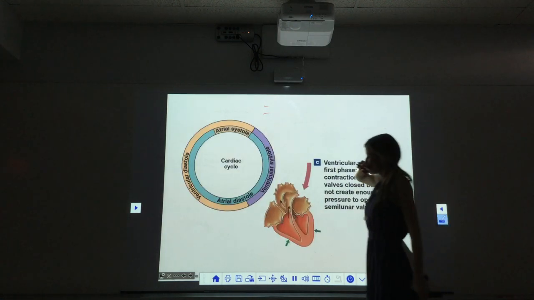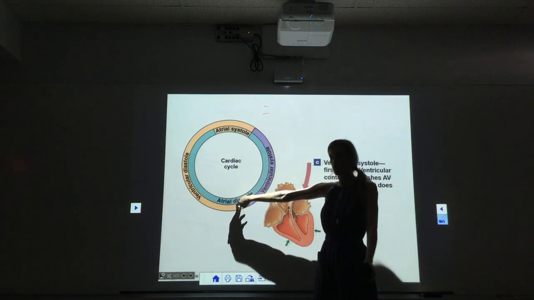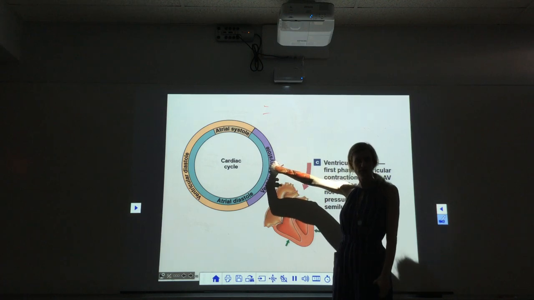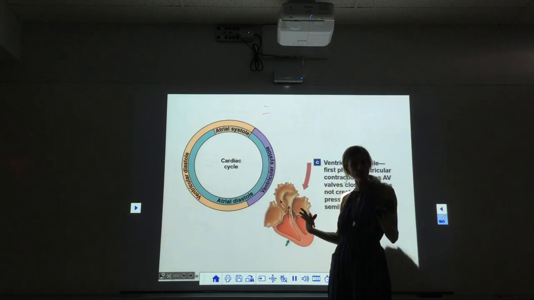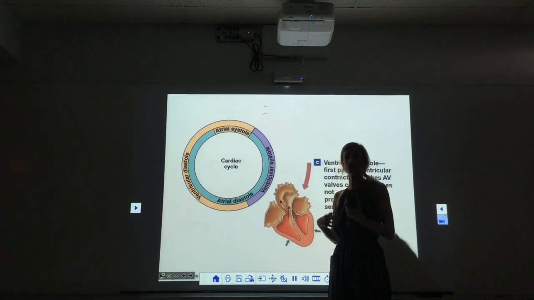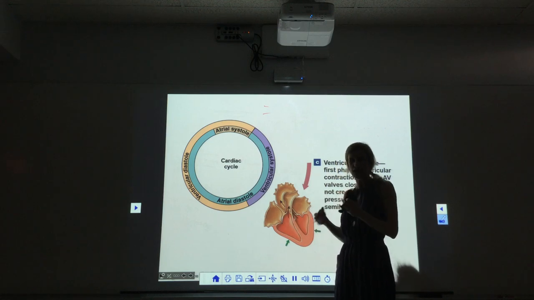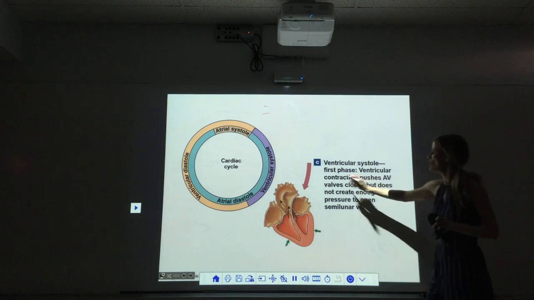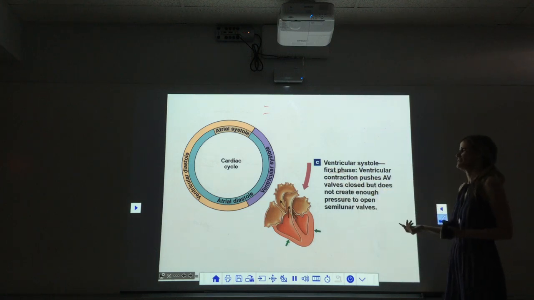So, while the atria are relaxed, the ventricles are going to contract now. The ventricles have been completely filled up with blood and they need to go into systole. They need to contract. They do this in two phases. There are two different phases, first phase and then second phase.